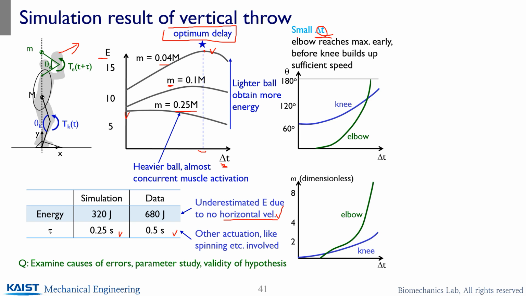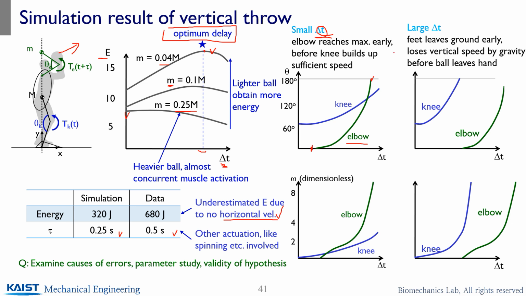So for example, if you have a really small t, which means the knee joint and elbow joint are almost concurrently activated, what really happens is your elbow is extended so quickly that before your total body gains some vertical velocity, you release the ball too quickly. If you have a too large delta t, again, it means your knee has been extended and fully reached before your elbow tries to provide the energy to the ball. So it's not efficient either.